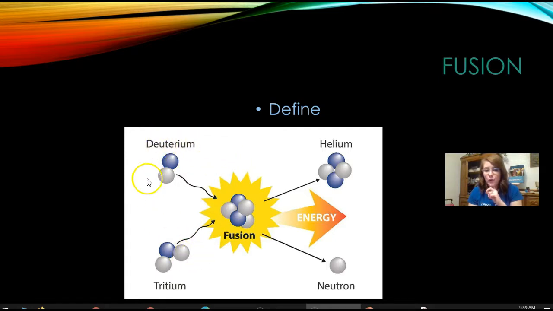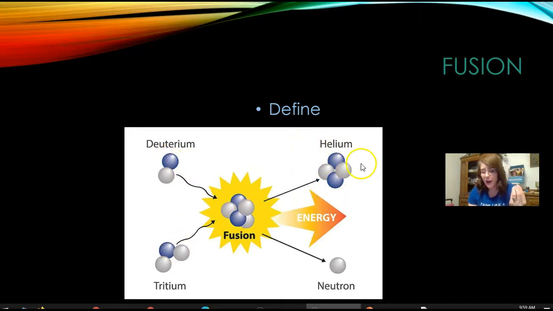So these are both forms of hydrogen. But hydrogen can either have 1 neutron in its nucleus or it can have 2 neutrons in its nucleus. Well, when a deuterium, which is a type of hydrogen, hits another type of hydrogen called tritium, they can actually fuse together. So they get stuck together and become one nucleus.